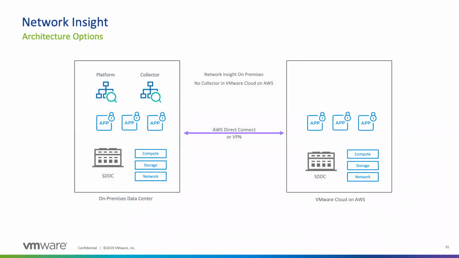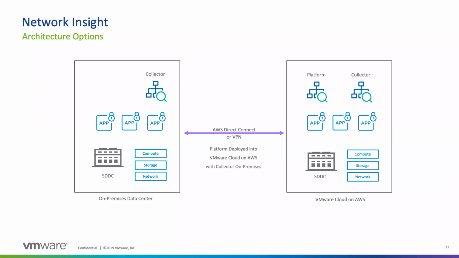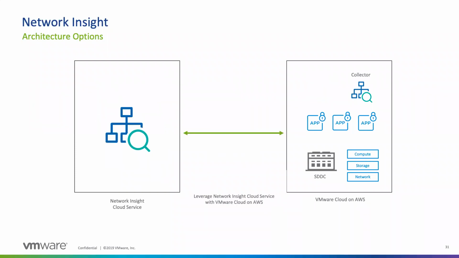Okay, so Network Insight has a lot of different options, right? You can either deploy the SaaS service, or you can deploy the platform and collector on premises. You can deploy the platform on premises and the collector in VMware Cloud on AWS. You can put it all in VMware Cloud on AWS and then just run a collector on premises. So basically any architecture that you would want is available, and it's also available as a SaaS service as well. So however you want to use it, again, you can get a 30-day trial. Just talk to your account team and they can get that set up for you.